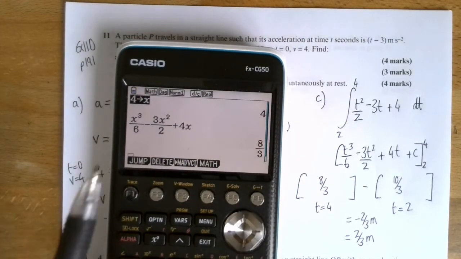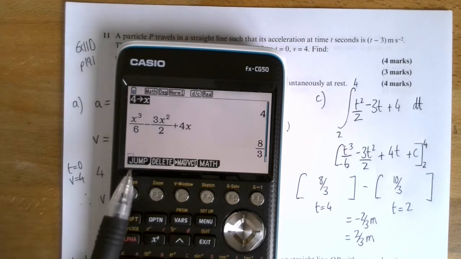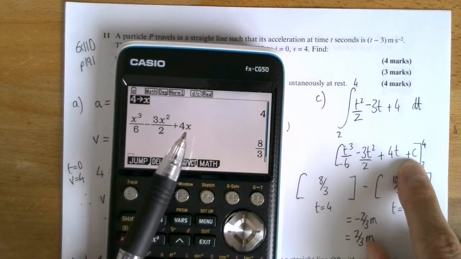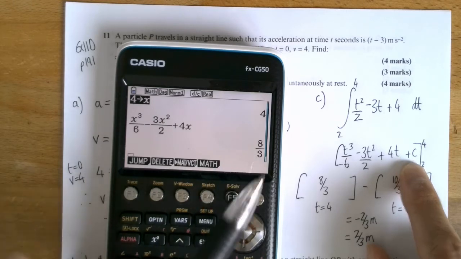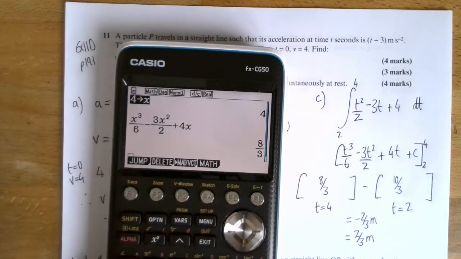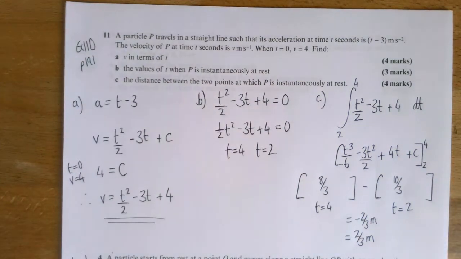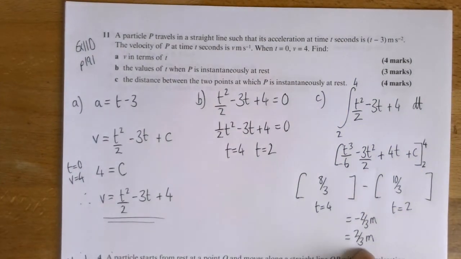I put 4 in the memory X, and then I just typed in this using x instead of t and pressed equals, and it worked it out for me. And then I went back up here and replaced the 4 arrow x with 2 arrow x, pressed equals, and it worked it out for me again. So you get minus 2/3, which just remember means 2/3 in the negative direction. So the actual distance is just 2/3.